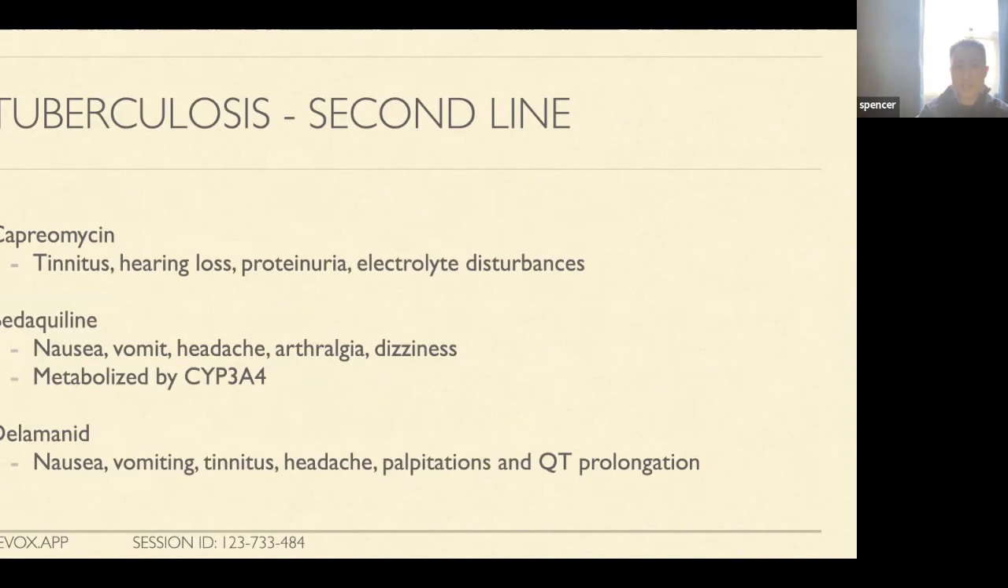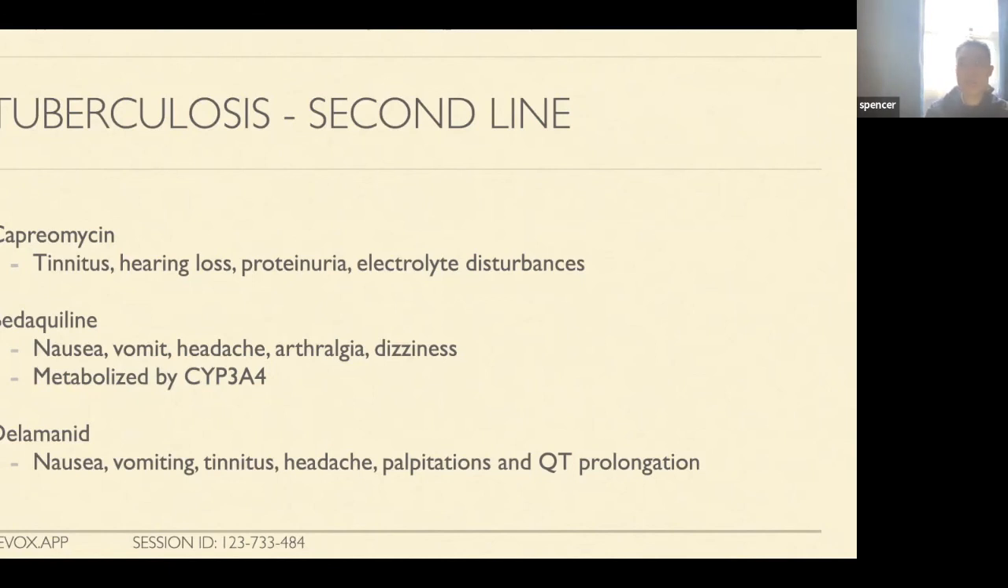Rifamycin, other second-line medications. With toxicity, you might see things like tinnitus, hearing loss, proteinuria, electrolyte disturbances. This medication interferes with ribosomes and inhibits protein translation. It's given intramuscularly, and there have been descriptions of pain and sterile abscesses at the site of injection. There haven't been any reported cases of overdose of rifamycin, however.